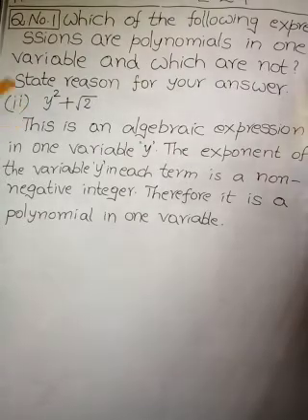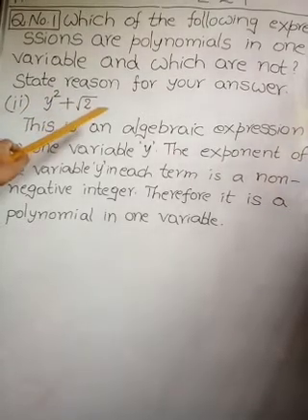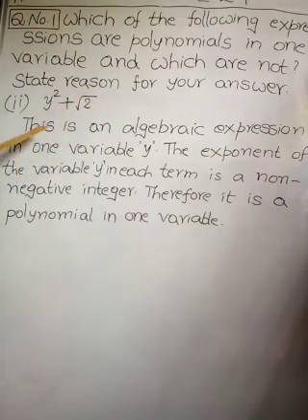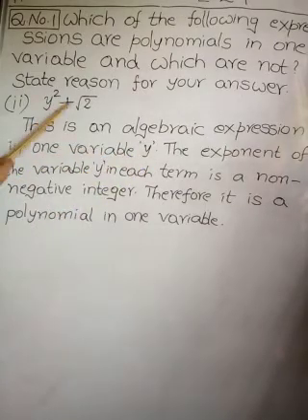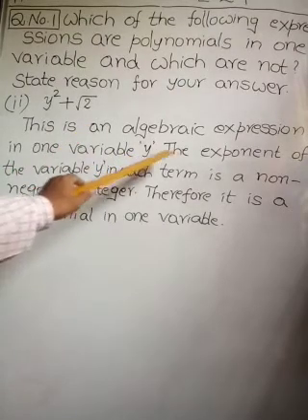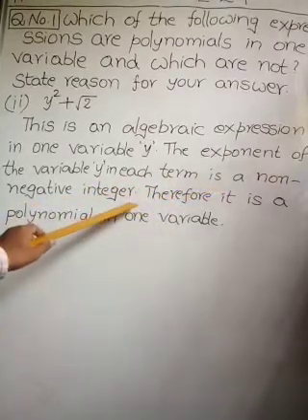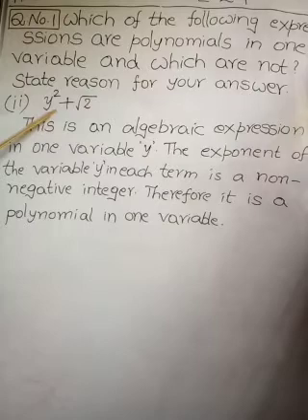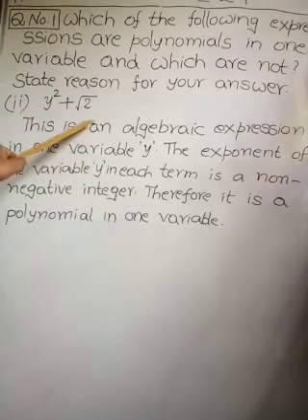Now come to the next algebraic expression, that is y square plus root 2. Observe this algebraic expression, my dear children. This is an algebraic expression in one variable y. What are the variables in this expression? Only one letter, that is y. That is one variable. The exponent of the variable y in each term is a non-negative integer. What is the first term? Y square. What is the exponent of y here? 2. What is the second term? Constant. So the exponent of y is 0.